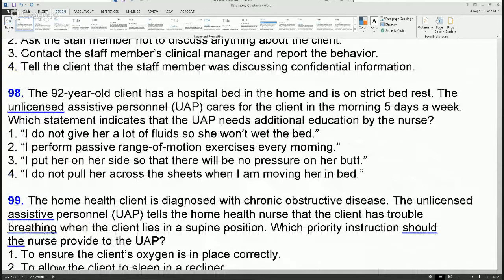All right, Aaron. 92-year-old client has a hospital bed in the home and is on strict bed rest. An assistant cares for the client in the morning 5 days a week, which statement indicates the assistant needs additional education by the nurse? One. Yep, there's nothing saying that she can't have fluids.